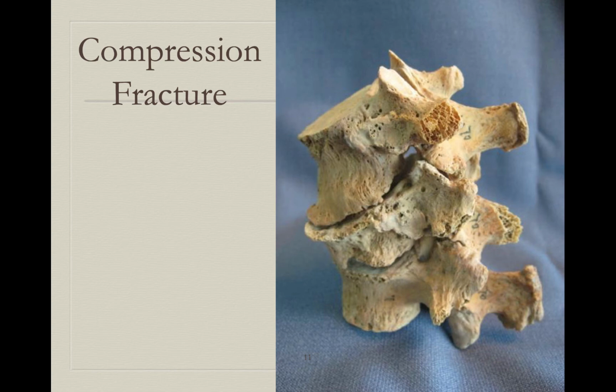Another type of fracture is a compression fracture. Again, this is when the force comes straight down on the bone. You see them in the spine often. For instance, if someone were to fall straight down on their spine, it can cause a compression fracture where some of the vertebrae are actually crushed.